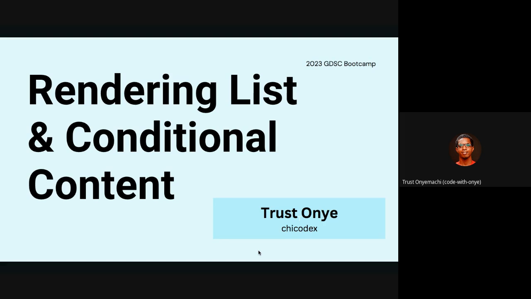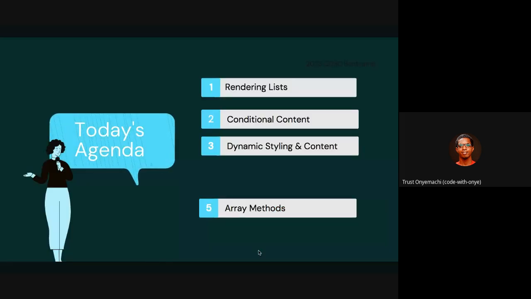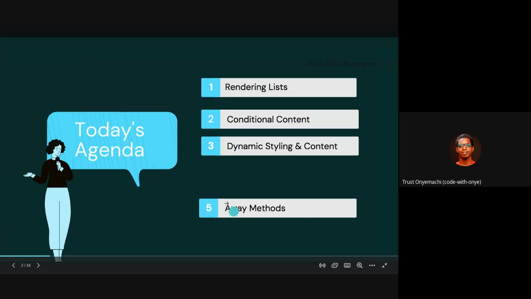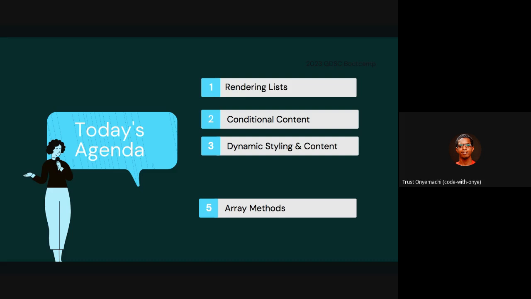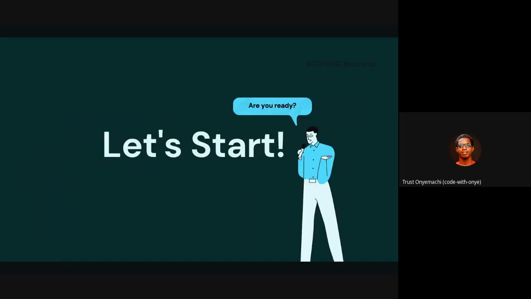And first, let's see what we're doing today. Oh, this is a mistake. Don't look at this one. In a hurry. So first we'll be touching on rendering lists from an array and also conditional content and also dynamic styling. Don't look at number five. That was a mistake. I thought I deleted it. It was totally a mistake. So let's get started and get ready.